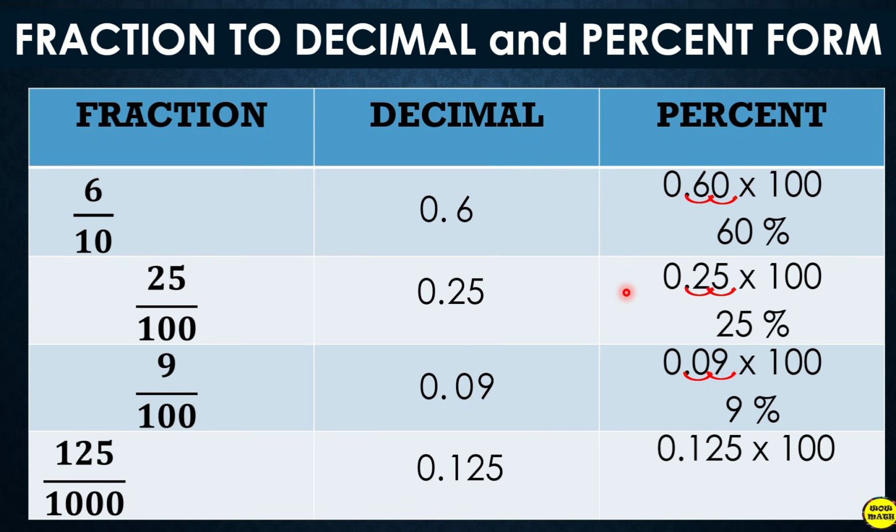And then, 0.125 thousandths times 100. So, that is 1, 2. So, yung decimal point natin, nalipat siya dito sa gitna ni 2 and 5. So, therefore, our percent is 12.5%. Okay. Now, ang question, kailangan ba i-convert muna natin yung fraction natin sa decimal para ma-convert natin siya into percent?